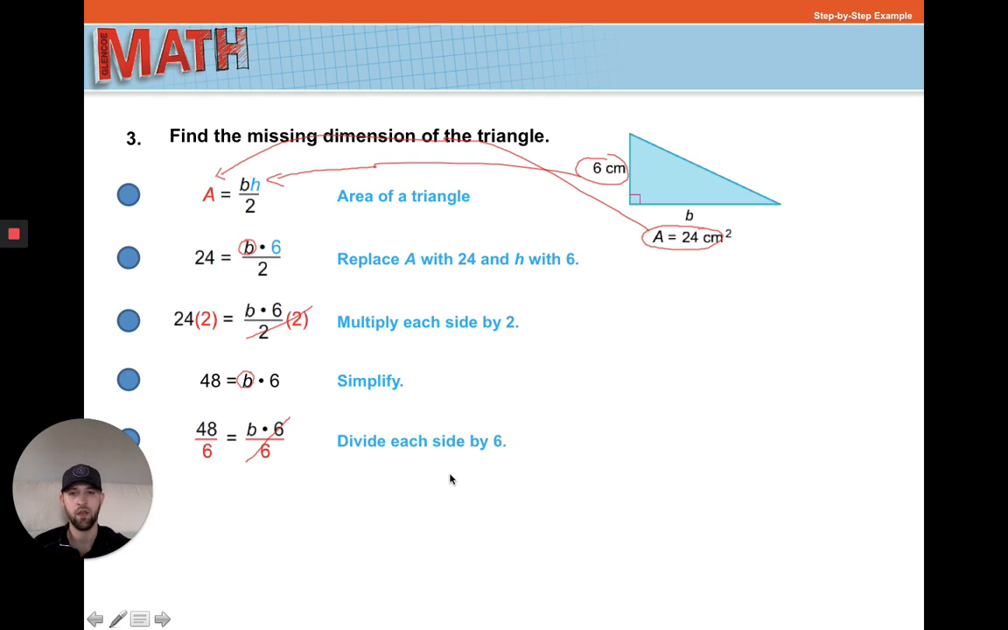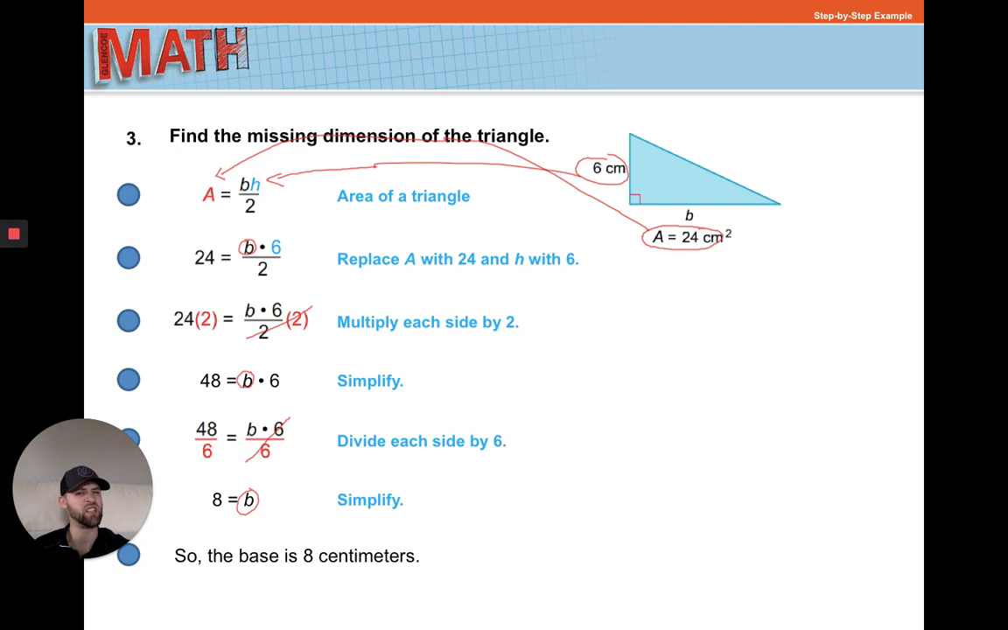When we divide each side by 6, those 6's are going to cancel each other out, so I'll be left with just b on this side, which is exactly what I wanted. And then I have to do 48 divided by 6. That's equal to 8. And you end up getting your base is 8 centimeters.